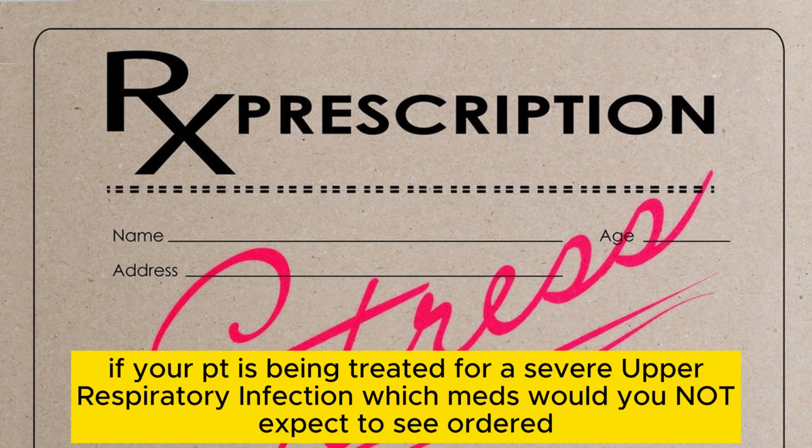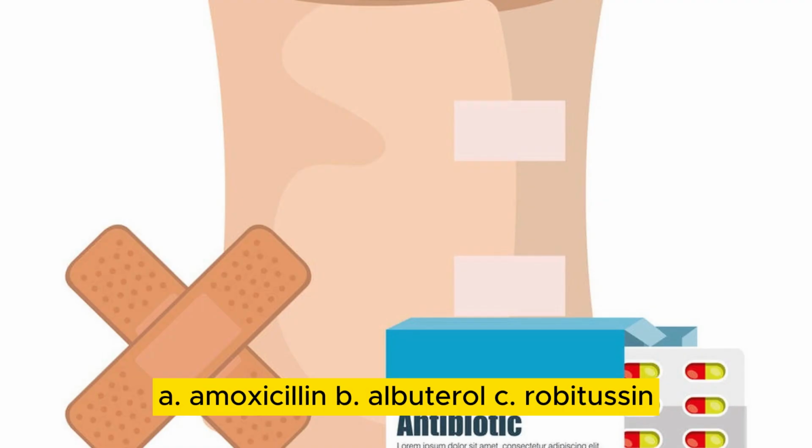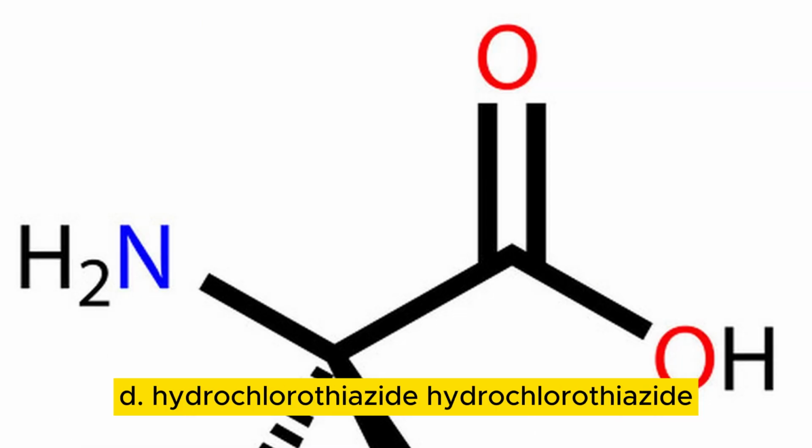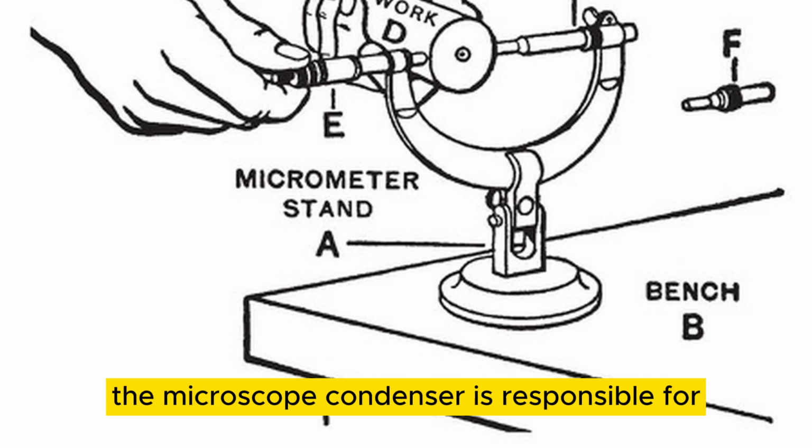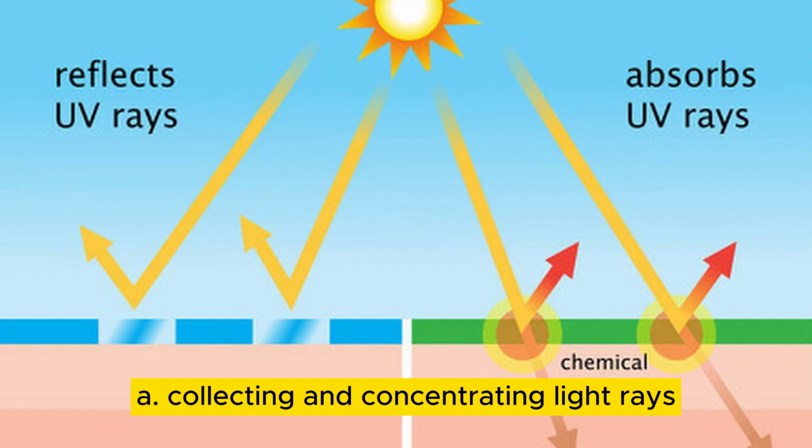If your PT is being treated for a severe upper respiratory infection, which meds would you not expect to see ordered? A. Amoxicillin. B. Albuterol. C. Robitussin. D. Hydrochlorothiazide. The microscope condenser is responsible for A. Collecting and concentrating light rays.